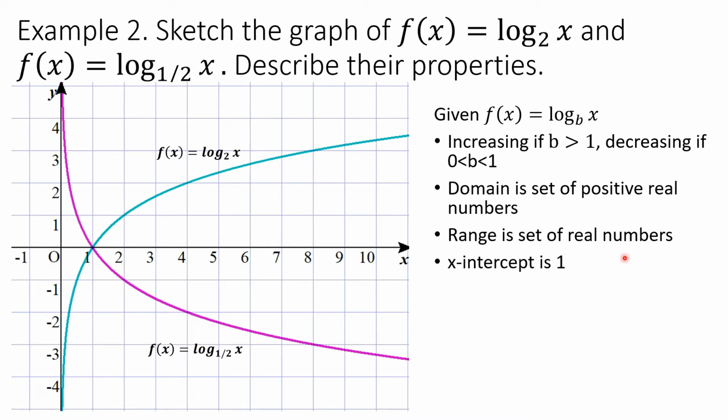So it is the set of real numbers. That's for the range. Then the x-intercept is 1. As a matter of fact, they intersect at that point, (1, 0). Both touch the x-axis at 1. So the x-intercept of both functions, where b is greater than 1 or b is between 0 and 1, is always 1. Then there is no y-intercept because both do not touch the y-axis.